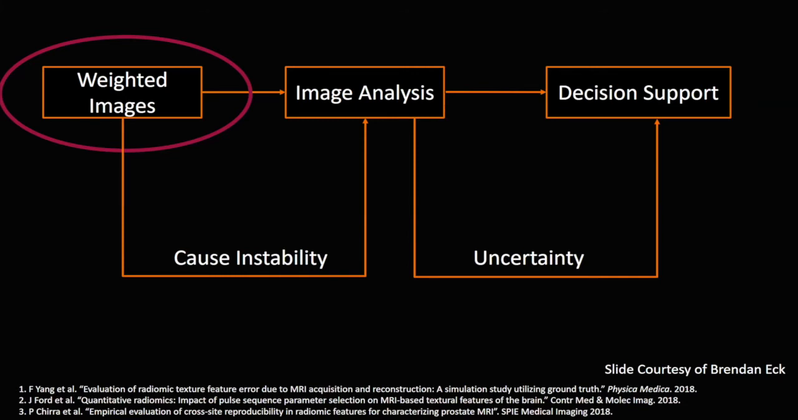This is a problem especially nowadays, as we start to use digital images, big data analysis, and precision medicine for clinical decision support. If we want to improve the overall consistency or certainty, I think the best way is to improve from the very beginning of this pipeline, which is the weighted images. So we're trying to improve how we generate images, and following that, we might be able to improve the stability of the image analysis and also the certainty of the decision support.